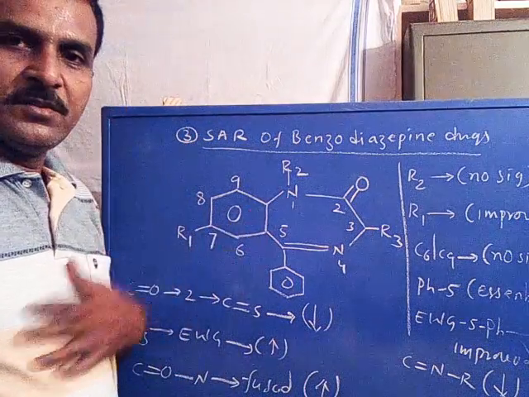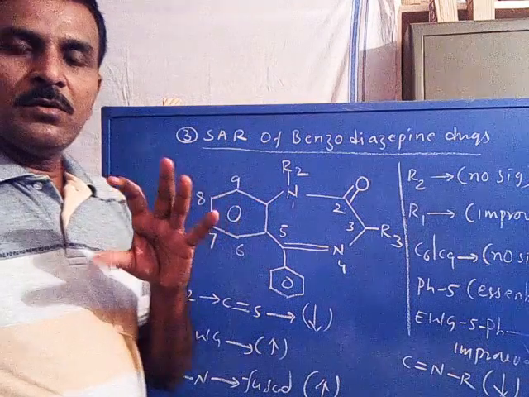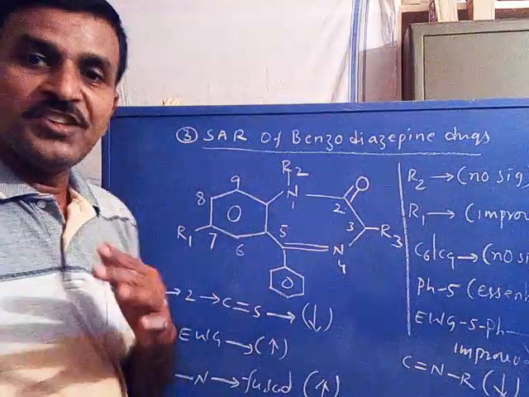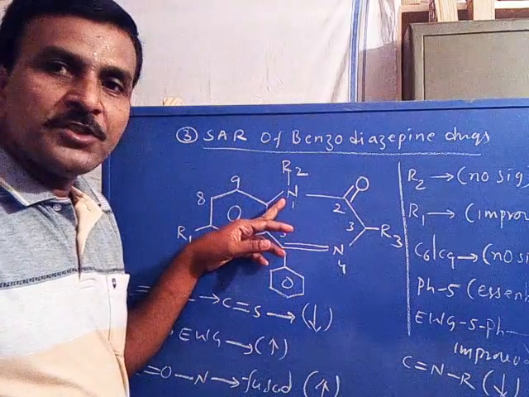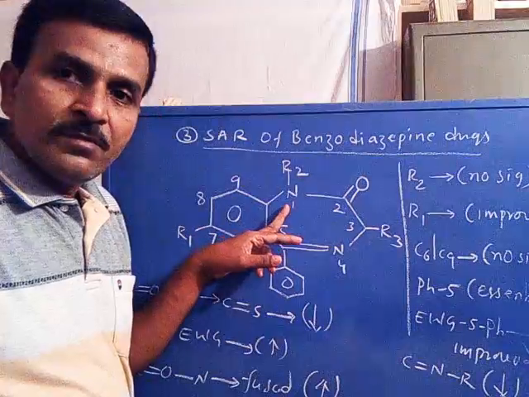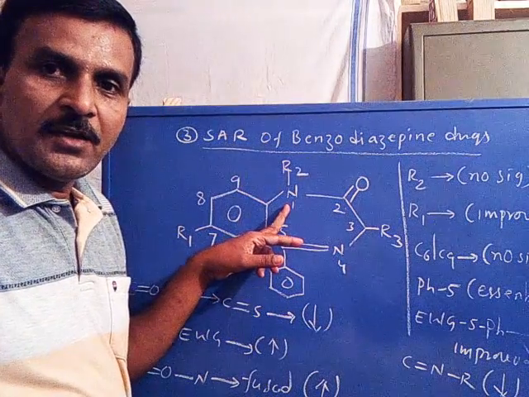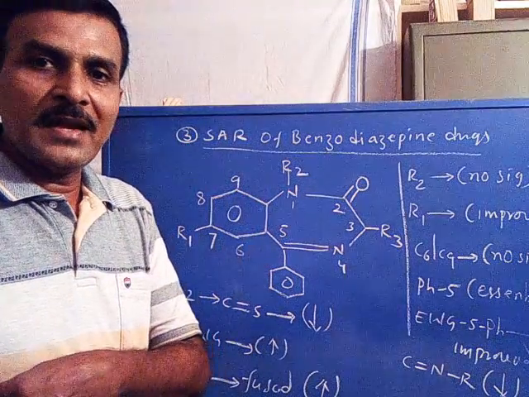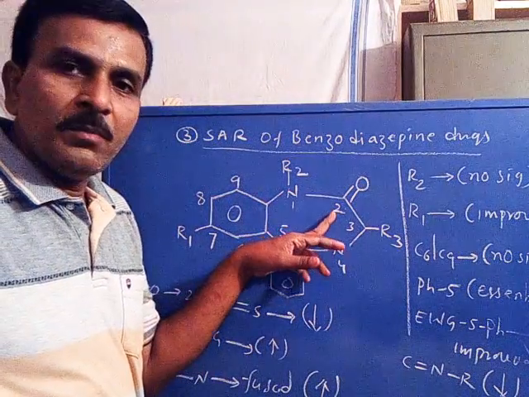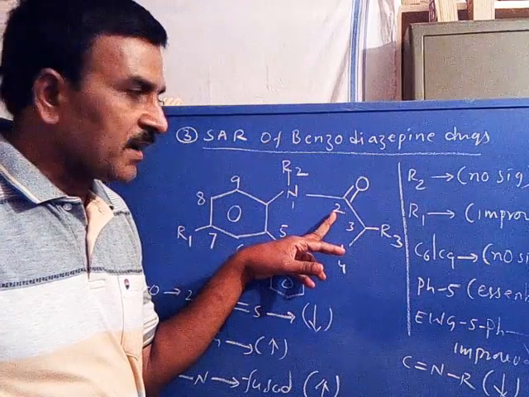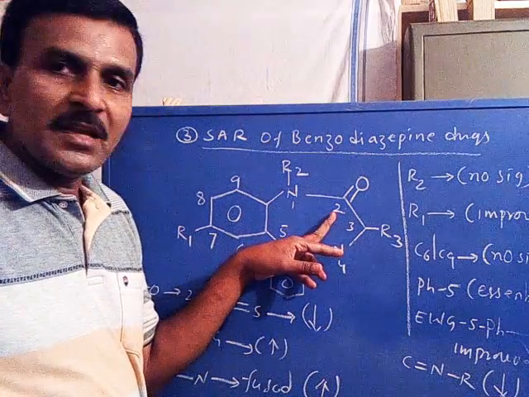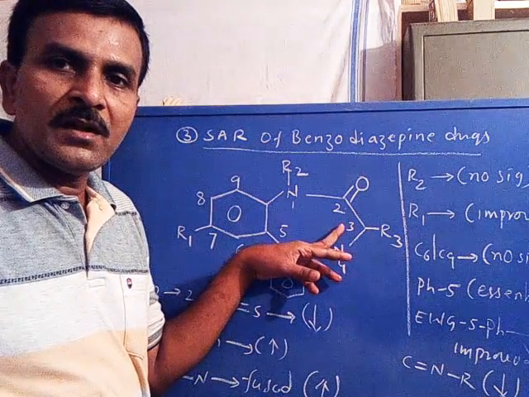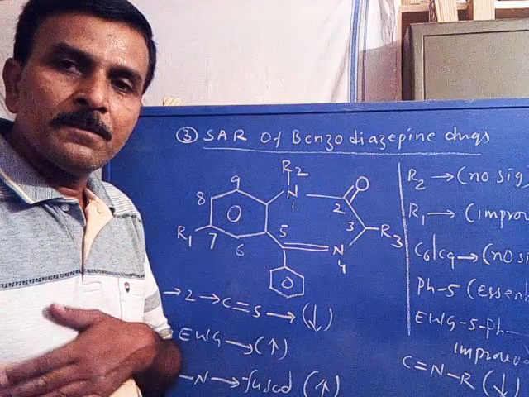So it has two rings, number one. Now coming to structure activity relationship study of each and every position. Now substitution of R2 group on nitrogen 1, first position, that is on nitrogen, has no significance. There is no significant change in the activity. Now modification of C double bond O group at second carbon decreases its activity. Substitution of R3 group on third carbon atom by electron withdrawing group improves its activity.